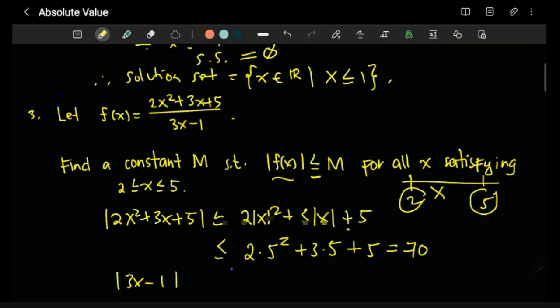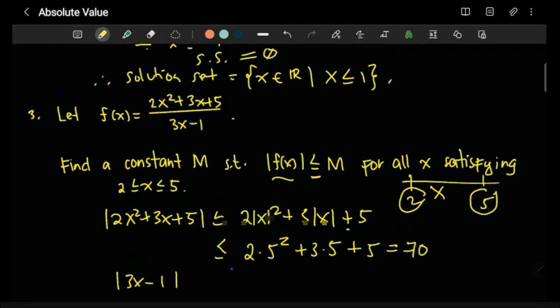Now, we want this to be as small as possible. So, kailan to liliit? Pag pinalit mo yung x. So, as small as possible. So, pag ang x ay 2. So, this is as small as possible when x is 2. So, 3 times 2 minus 1, which is 5.